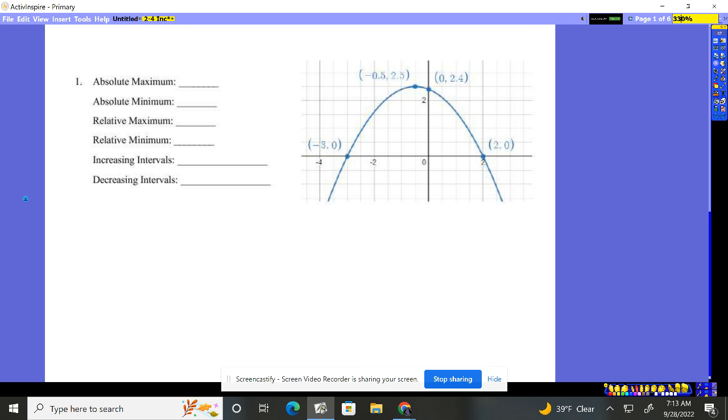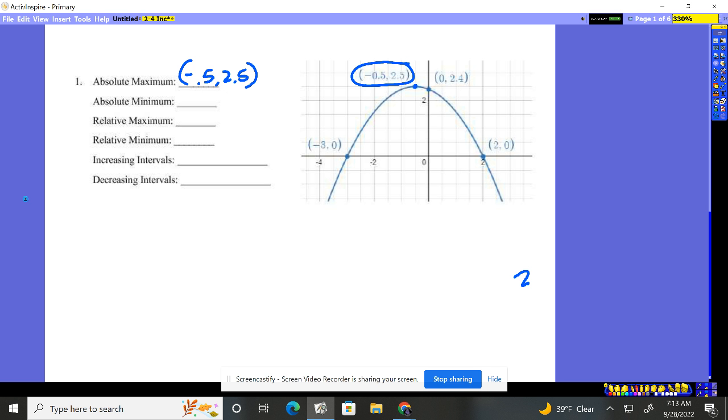And if I can get my pen to work. There we go, it's working. The highest point is this guy right there. He's at the highest point. So the absolute maximum we would write as an ordered pair, negative 0.5, 2.5.